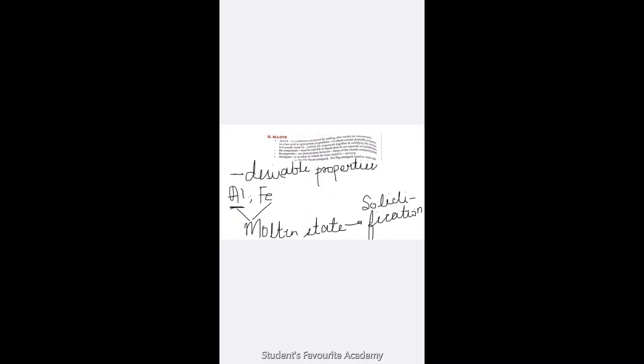Now what is that there, children? It should be miscible in liquid. Miscible in liquid means what, children? It should be easily mixed in liquids in such a way that they are not at all separable. And it should not separate on solidification. Suppose I'll give you an example here. Suppose I am making an alloy of Al and Fe. I am going for the molten state, and the molten state is again going for solidification.